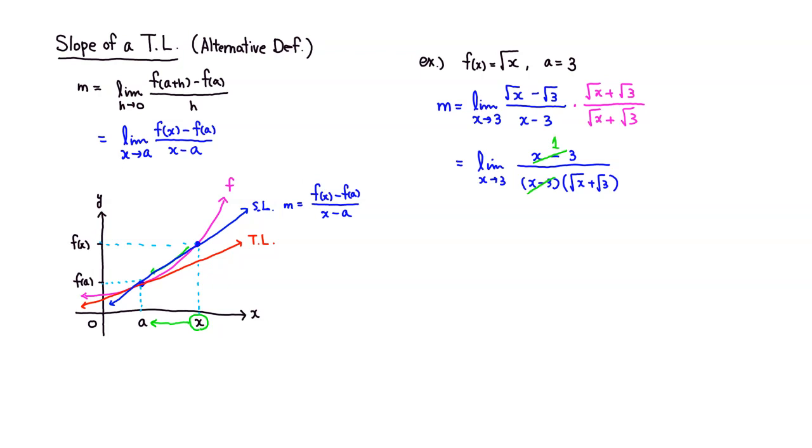In this case, x is going to 3, so this factor is approaching 3. What you get is 1 on top, and then a square root of 3 plus square root of 3, so you have 2 of them. You have 2 square root of 3. So this is the slope of the tangent line to the graph of f of x, which is square root of x, at x equals 3. All right, that's it. I hope that this was clear.